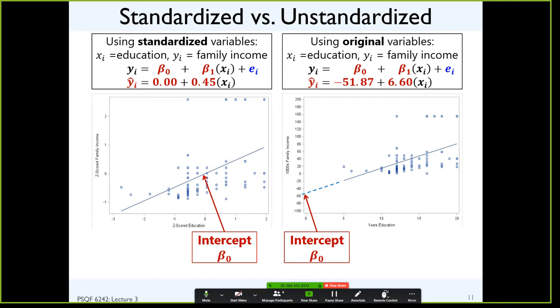But more generally, can I make negative $52,000? Did anyone in this sample make negative $52,000? No. So it's weird, right? Negative income is just a weird thing. But is it wrong?